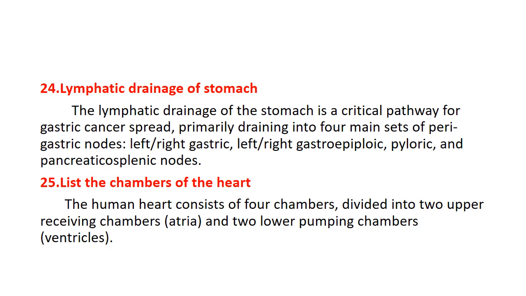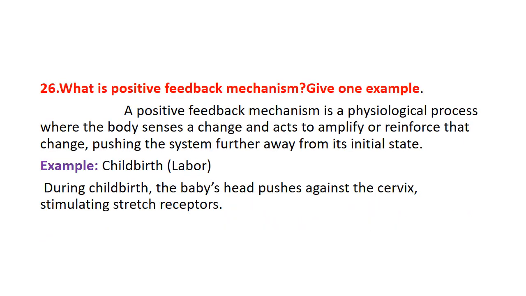List the chambers of the heart. The human heart consists of four chambers divided into two upper chambers, that is atria, and two lower pumping chambers.